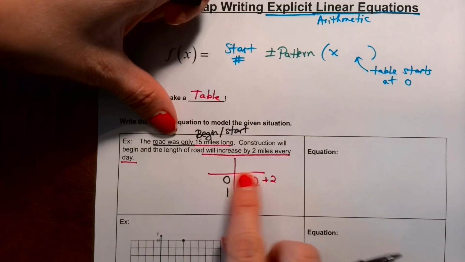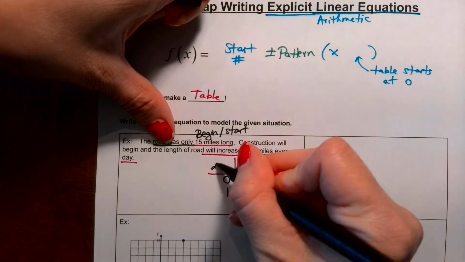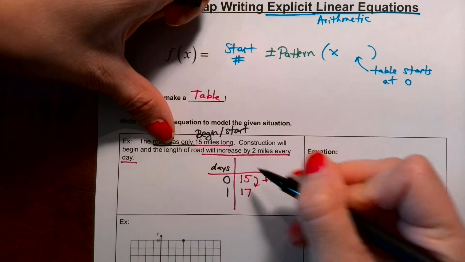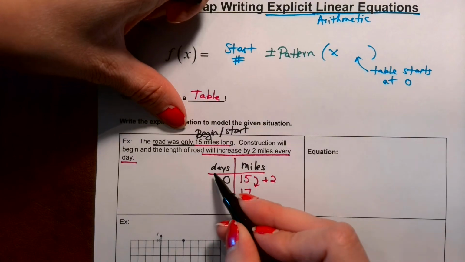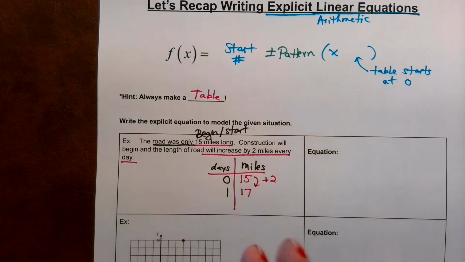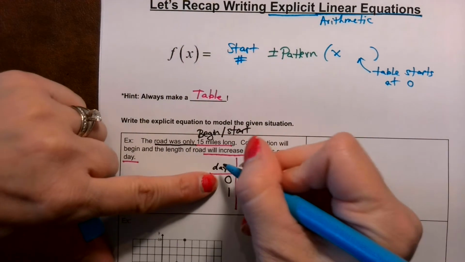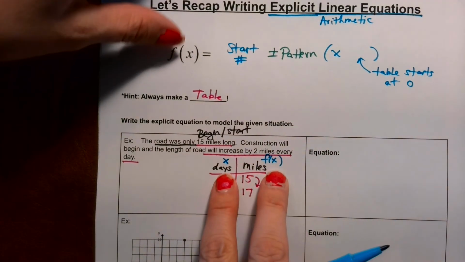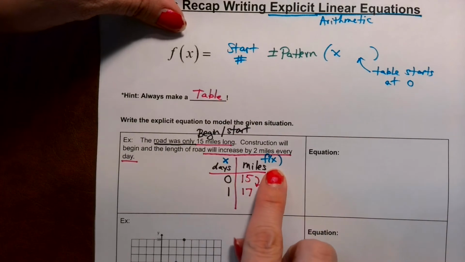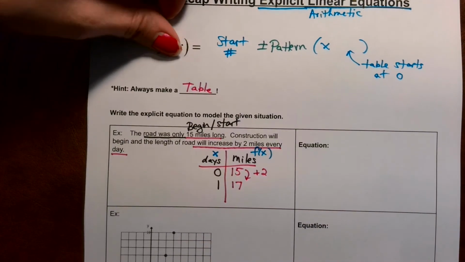Now you have some options here. You can either write days and miles, and you could put fancy letters like D and M. Or what some people like to do is they just strictly stick to x and f of x. So you have your choice how you want to label these. I'm going to stick with f of x, so all my equations look the same.